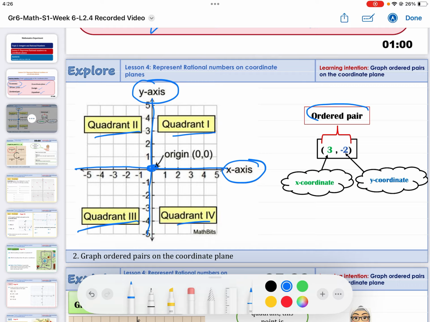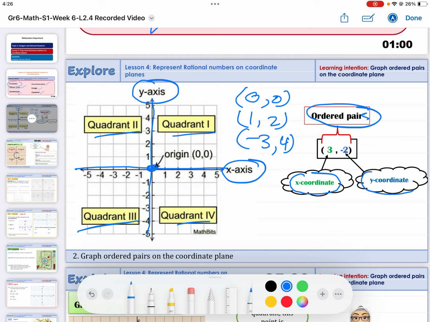Each ordered pair, the point that you are graphing, whether it is 0, 0, whether it is 1, 2, whether it is -3 and 4, all these points are called ordered pairs. An ordered pair has two parts. The first part we call the x coordinate. The second part is called the y coordinate. Again, an ordered pair is made up of two parts, x coordinate and y coordinate.